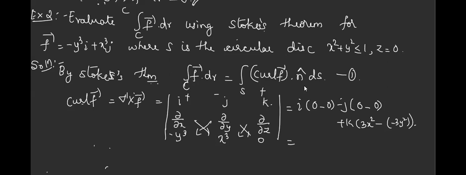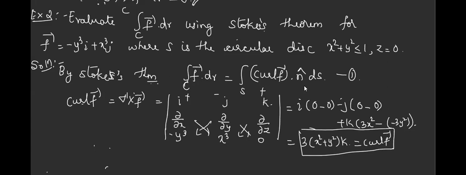So altogether you will get 3 into x square plus y square into k. Am I right? This is curl f for the problem. Now, in equation 1, we can substitute for curl f.